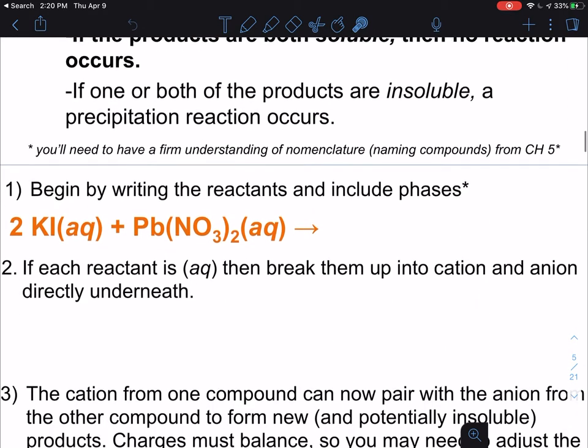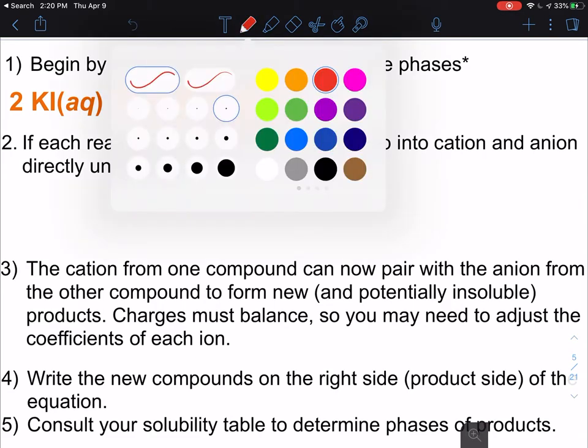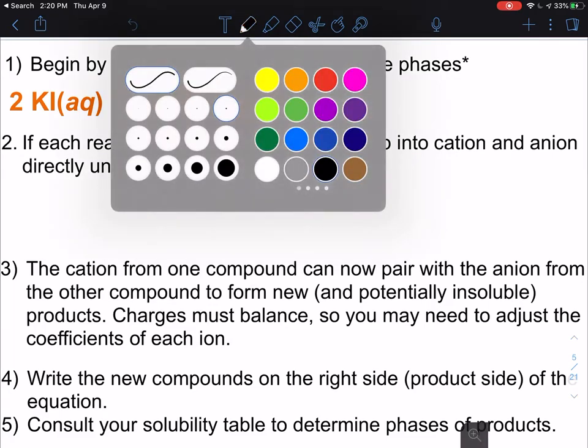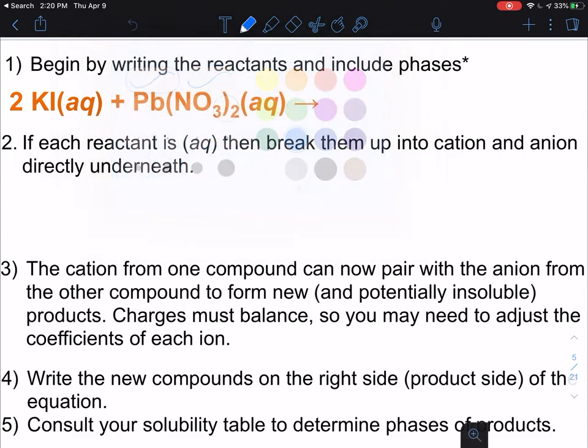So let's go through this. I already wrote the skeleton equation for you, or the beginning parts of it, so you don't really have to worry about that. But sometimes you'll have to read, like I said, a paragraph, and you'll have to pull that out.